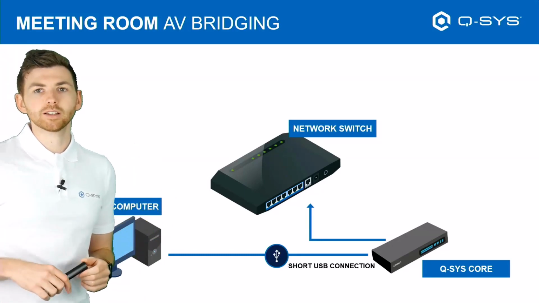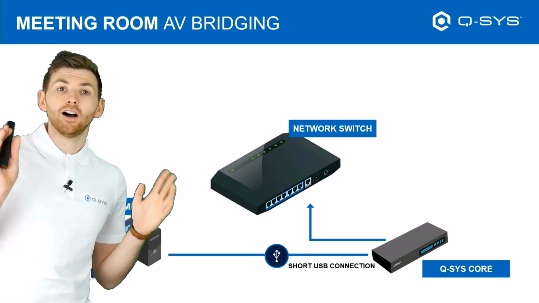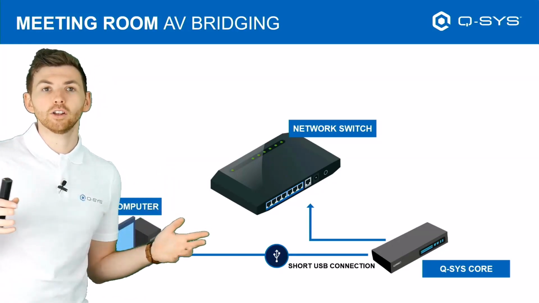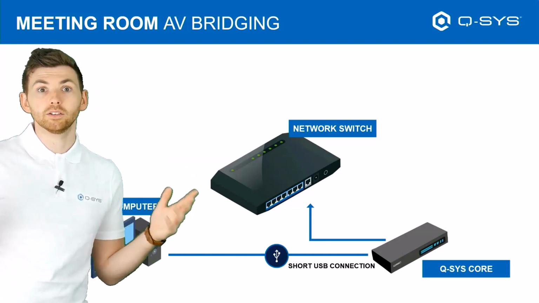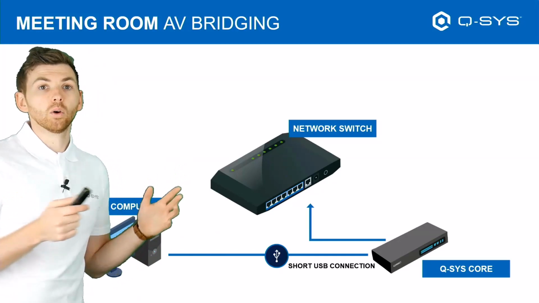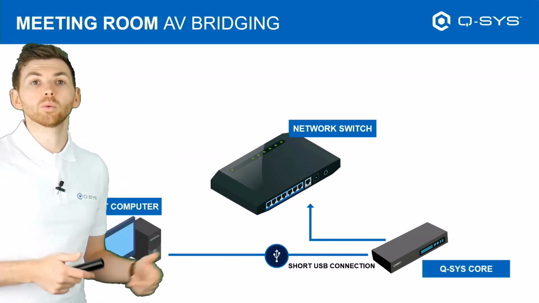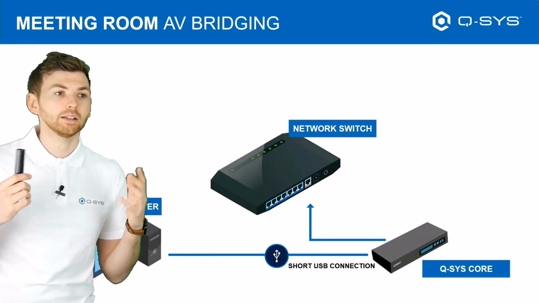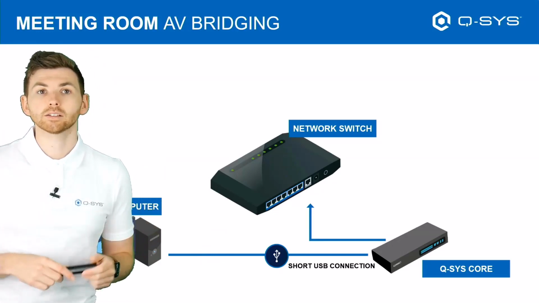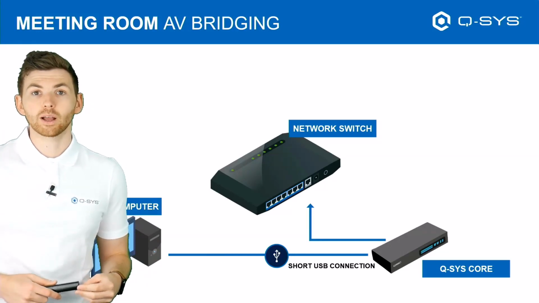And the Core is going to present itself as two devices. It's going to say, hello, I am a standard driverless webcam that, by the way, is certified for Teams and Google Meet and Zoom and everything else. And that's essentially just going to be used on the PC straight away for its conferencing software. It's also going to say, I am a standard driverless echo cancelling speakerphone that you should use as your audio device for your conferencing applications.